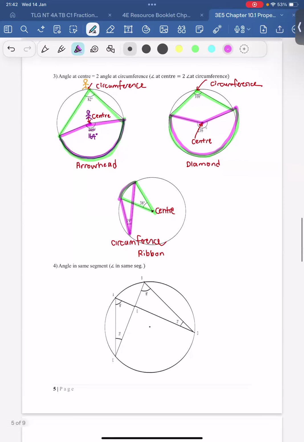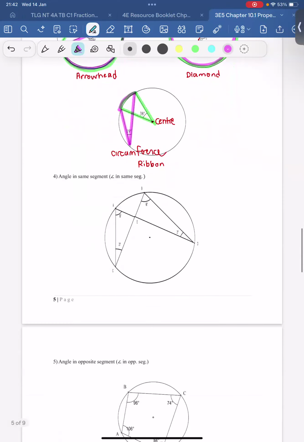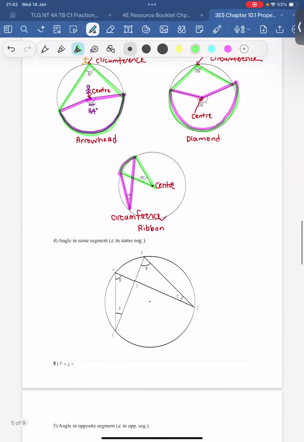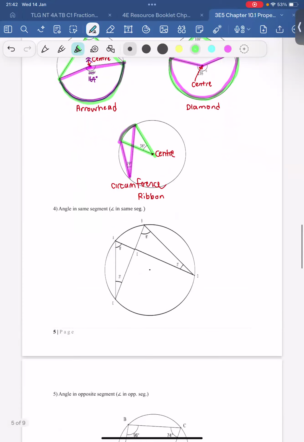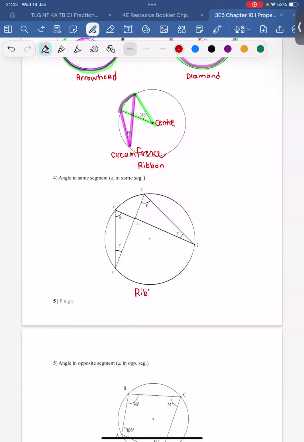Okay, let's take a look at the fourth property. Anyway, the property name is this. You need to write it out. Okay, the fourth property is angle in same segment. Again, what shape do you see? To me, I see the ribbon. It is very similar to the one on top. Similar, right? But what is the main difference between these two ribbons?